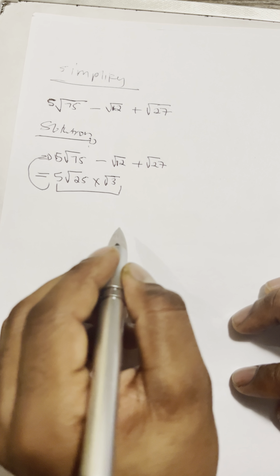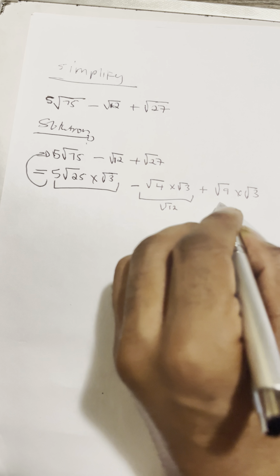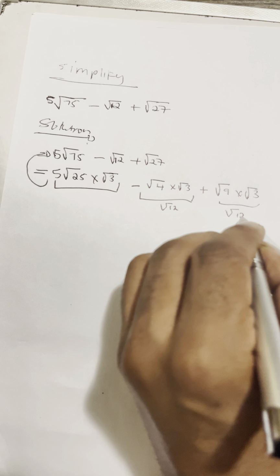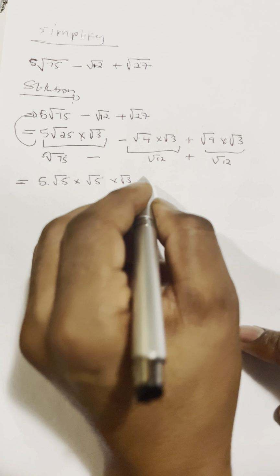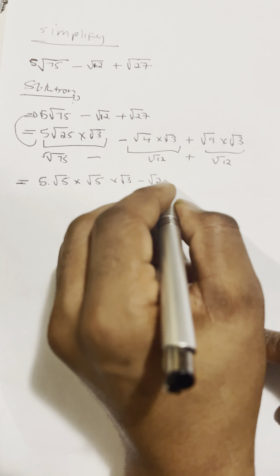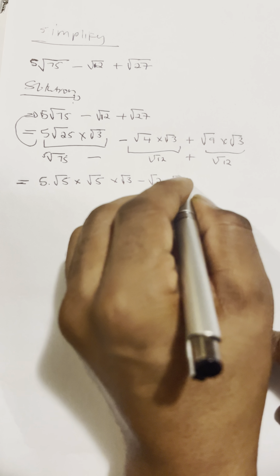This is the same as square root of 12. This is the same as square root of 27. This is the same as square root of 75. All right, let's go further now. We break down the 25. We say 5 square root of 5 times square root of 5 times square root of 3, minus square root of 2 times square root of 2 times square root of 3.